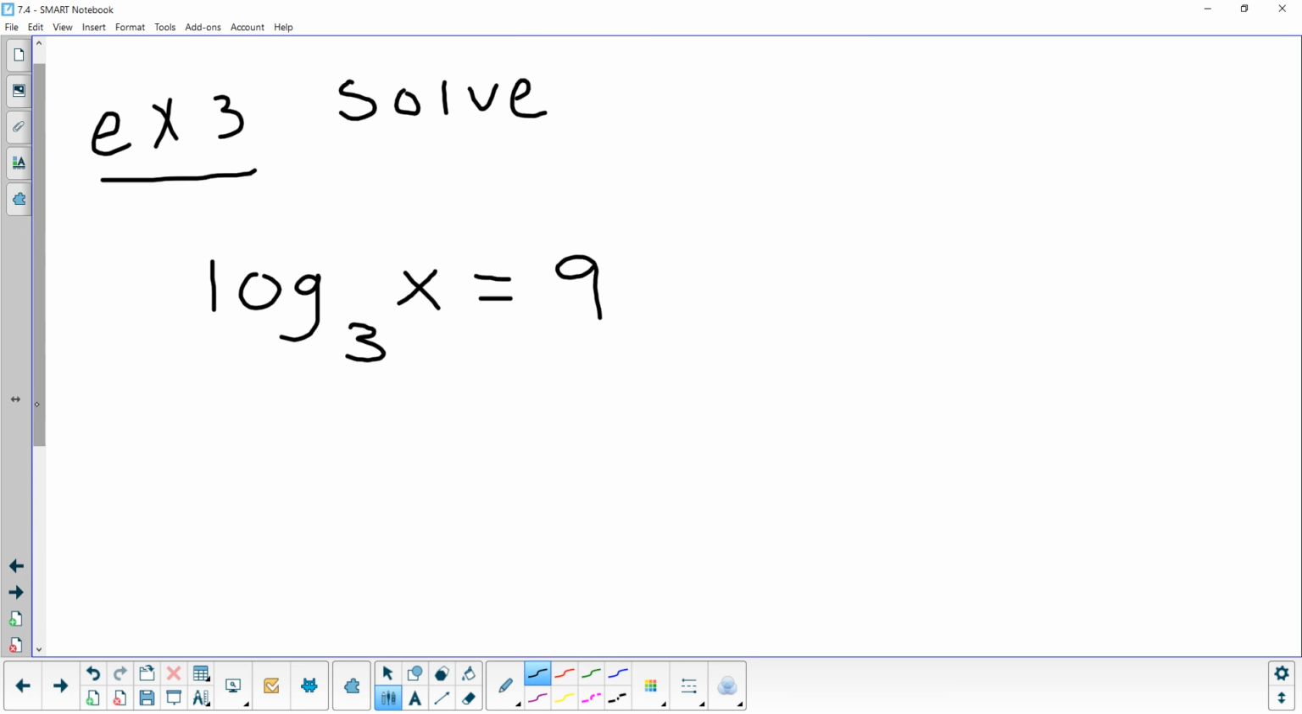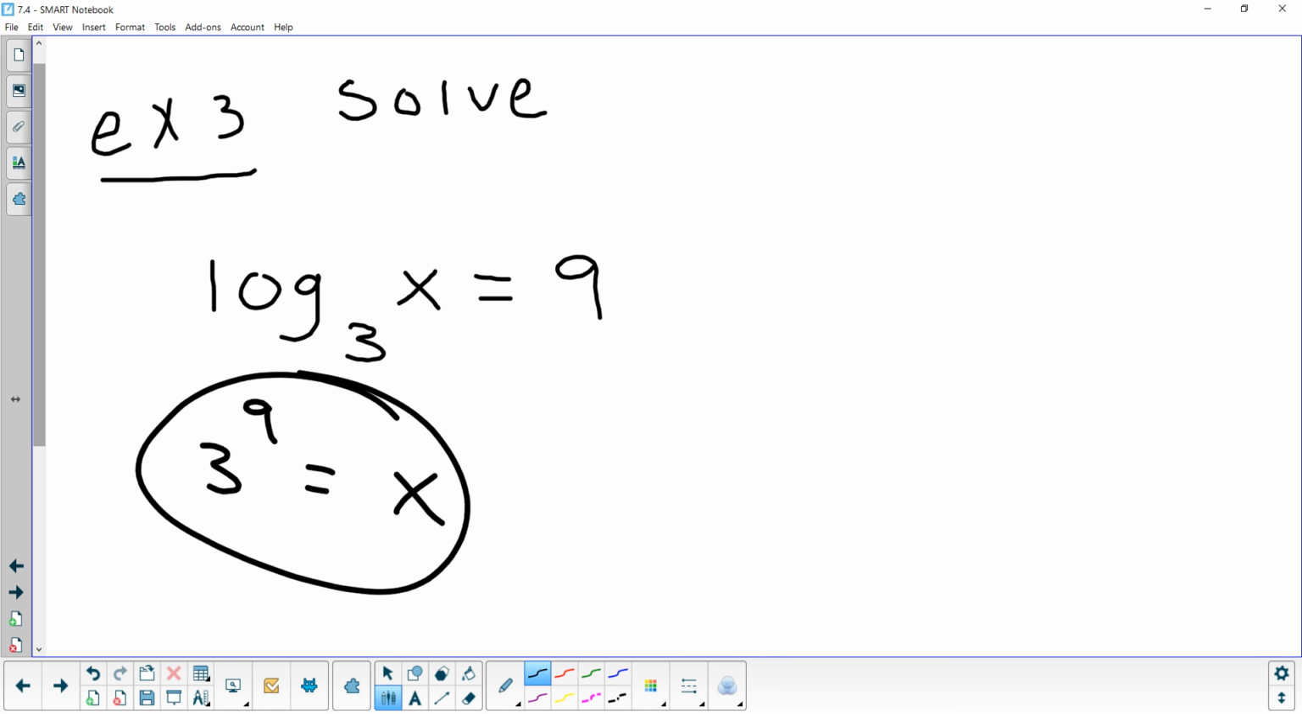All right, so how about, Ben, what's my base? 3. 3? Jaden, what's my exponent? 9. Logarithm always equals the exponent. And Dominic, what's going to go on the other side? X. Oh, there you go. There's your answer.